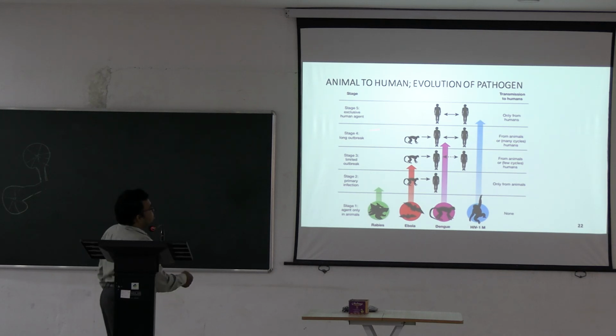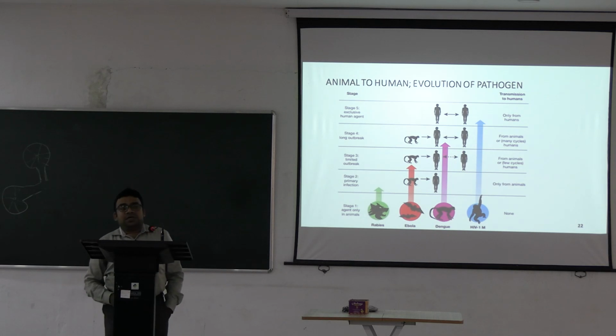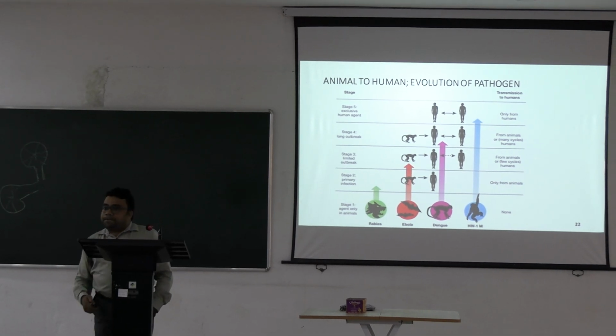And finally, in stage 5, the pathogen loses the ability to cause disease in animals and becomes a sole human pathogen. So, this is how a pathogen which was initially an animal restricted pathogen evolves to being a human pathogen.